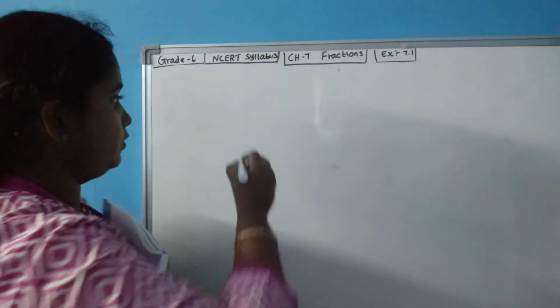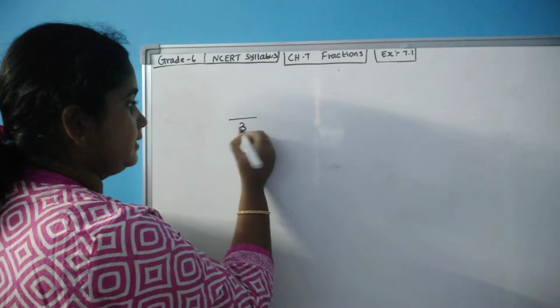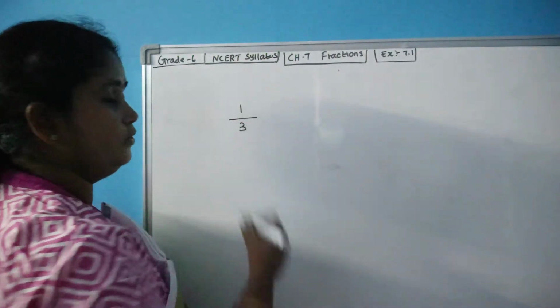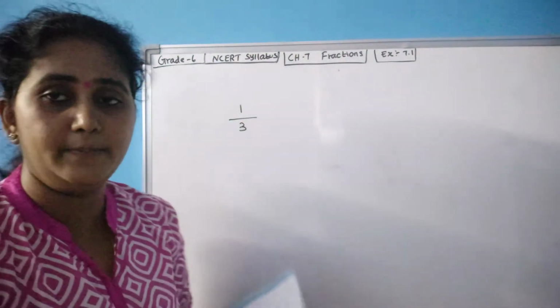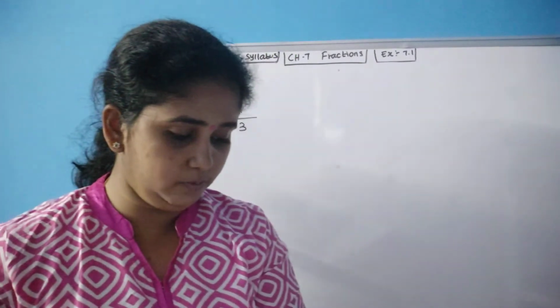Then what part of sandwich will each boy receive? So what part will each boy receive? So totally 3 persons. Out of that, 1 part is given to each of the 3 persons. So 1 by 3 is your answer. Now let's move on to the next sum.